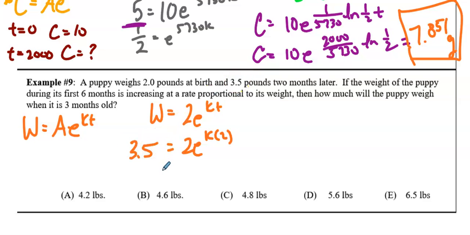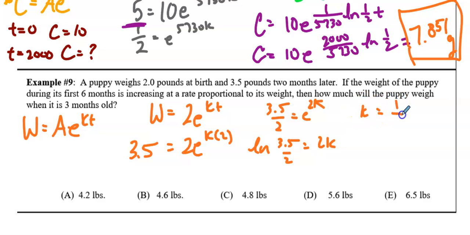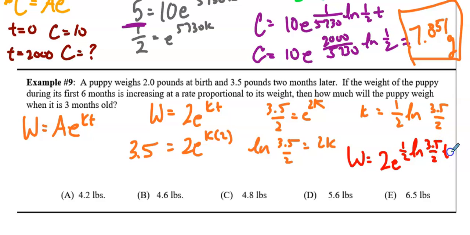We know that the weight's going to end up being 3.5 pounds. So we can go ahead and divide by 2, right? So we can get 3.5 over 2 equals e to the 2k. We know that the natural log of 3.5 over 2 is equal to 2k. And so we know that k equals 1/2 the natural log of 3.5 over 2. And so now that everything's said and done, we have our equation of W equals 2e to the 1/2 natural log of 3.5 divided by 2 times t.